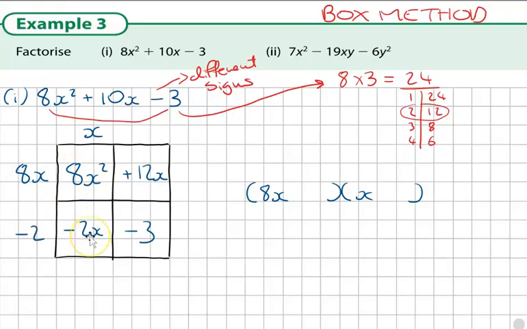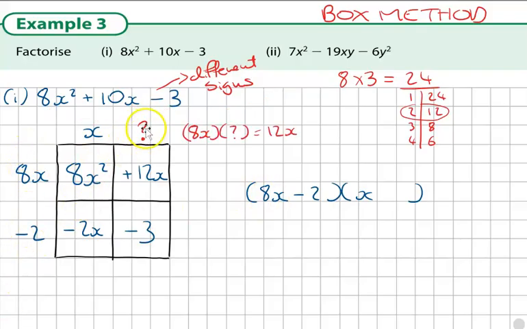And then I would say, well, minus 2x divided by x is minus 2. So minus 2 can go there. So I'd have 8x minus 2. But if I try to figure out what this is, I'd say, well, 8x multiplied by what will give me 12x? And it won't work.